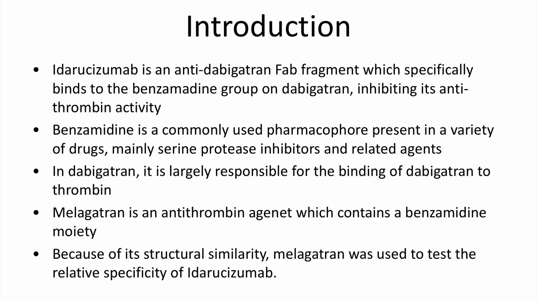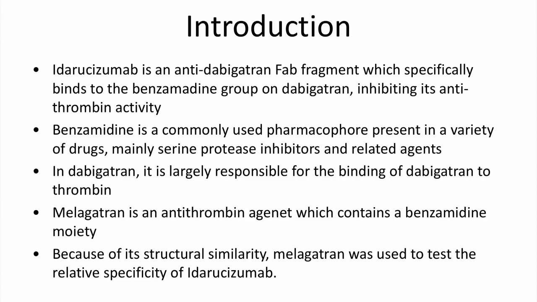Benzamidine is a commonly used pharmacophore presented in many of the drugs, mainly serine protease inhibitors and related drugs. In dabigatran, it's largely responsible for the binding of dabigatran to thrombin and neutralizing the effects of this drug. Besides dabigatran, there are a number of other thrombin inhibitors which contain the benzamidine moiety, and melagatran was such a drug, which is also an antithrombin agent and was introduced initially as a prodrug, Z-melagatran, and later withdrawn by FDA for toxic problems. Melagatran is the active version of Z-melagatran.